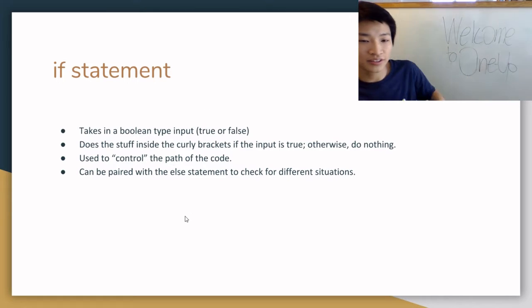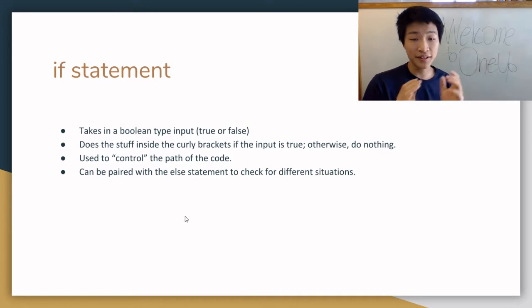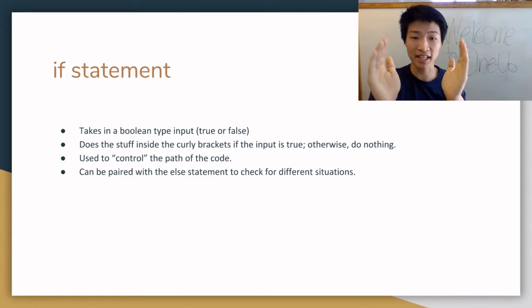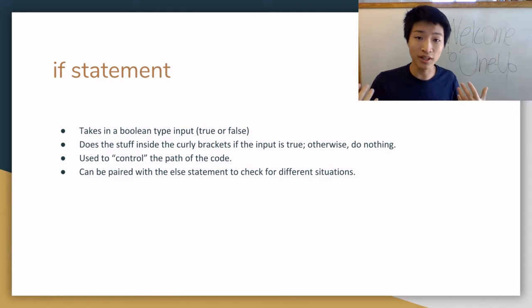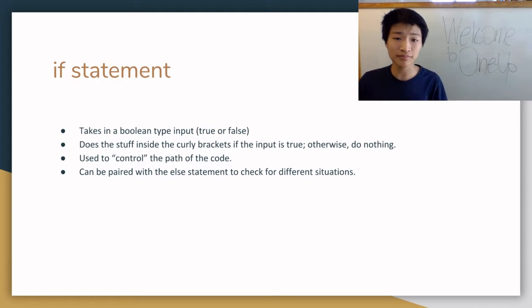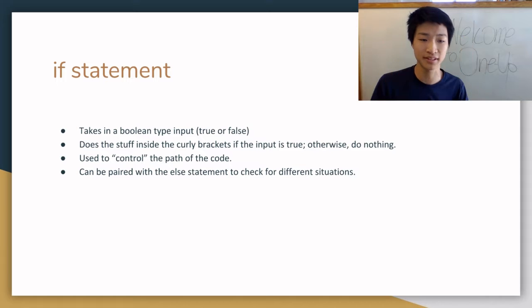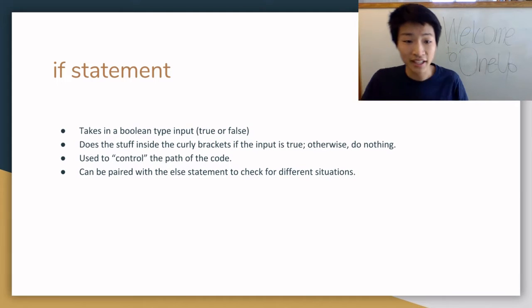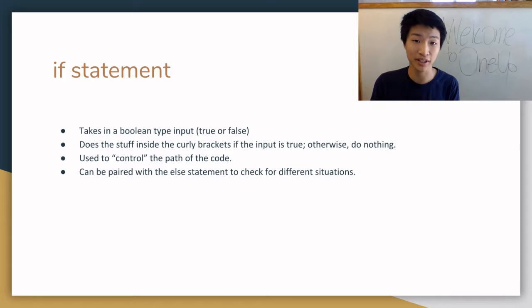And so, to go a little deeper, the if statement takes a Boolean type input. And if you remember what a Boolean is, it means either true or false. It's a yes or no. And so you put that inside the parentheses. Now, if the stuff inside the parentheses is true, it'll do the stuff inside the curly brackets. If it's not true, then do something else, or don't do anything at all.